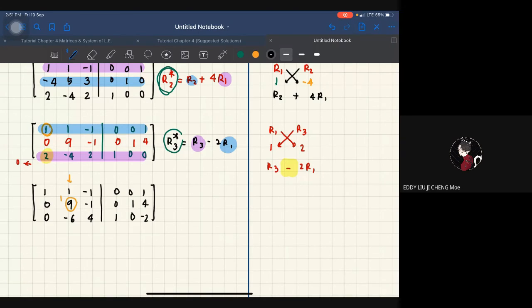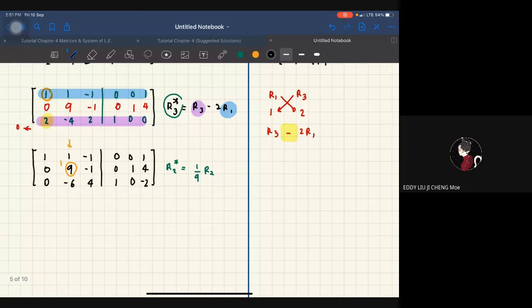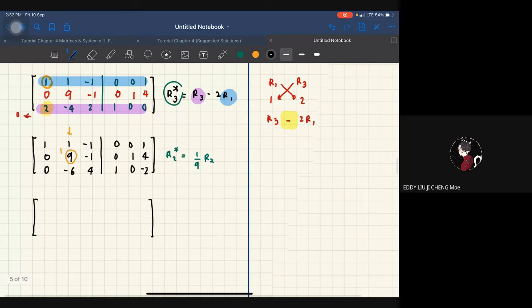Okay. So, kita akan salin dulu mana-mana row yang tidak terlibat. Okay, so saya buat bracket dulu. Okay, so row yang tak terlibat is row 1 and 3. Okay, so but this one over here is row 2. Okay, so we just copy back the first row and the third row. So we have 1, 1, negative 1, 0, 0, 1. And then the third row we have 0, negative 6, 4, 1, 0, negative 2.